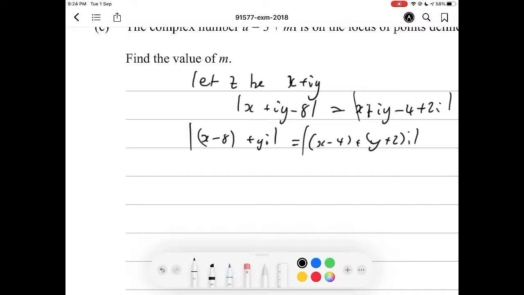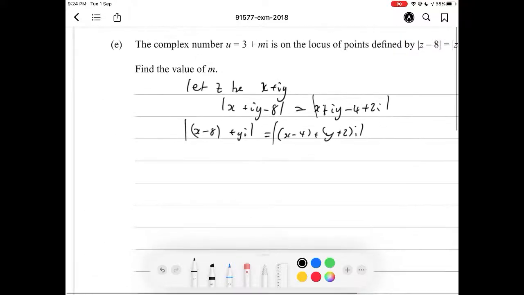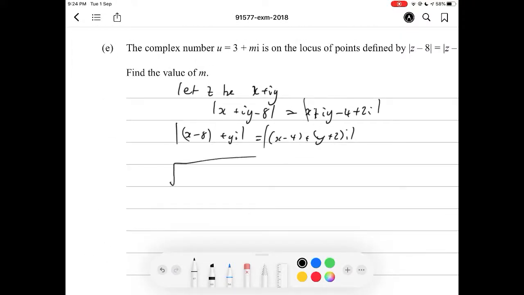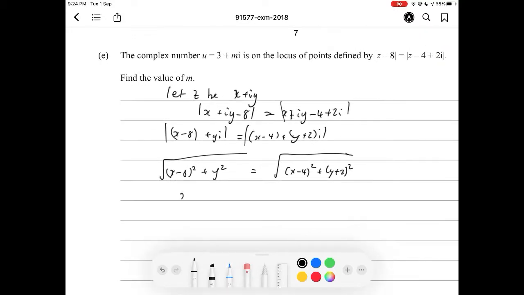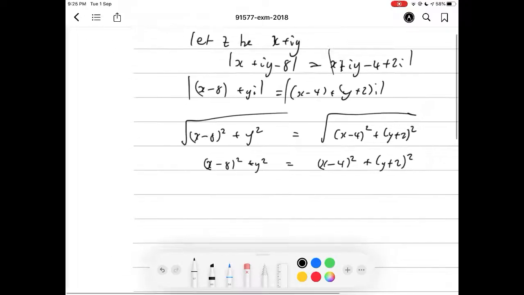Okay, so modulus, like I just explained, would be the distance from the origin. So that would be the square root of x squared plus y squared. So this will be the square root of x minus 8 squared plus y squared. That equals the square root of x minus 4 squared plus y plus 2 squared. And if we take the square of both sides, we'll get x minus 8 squared plus y squared equals x minus 4 squared plus y plus 2 squared.